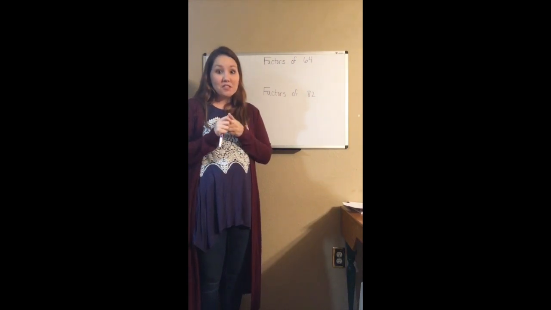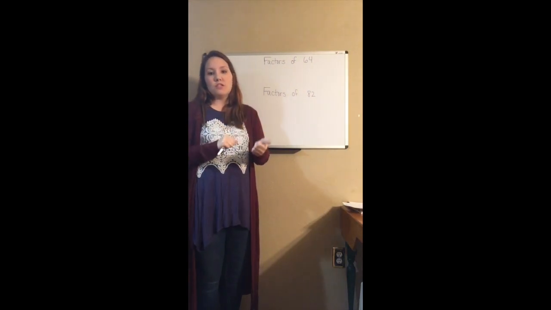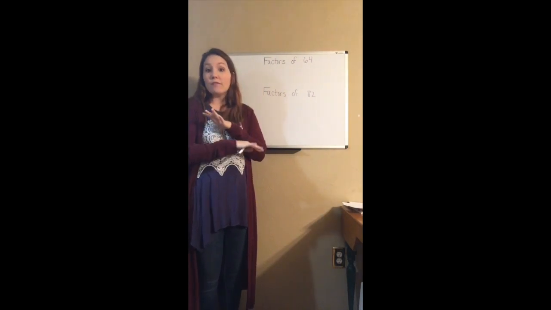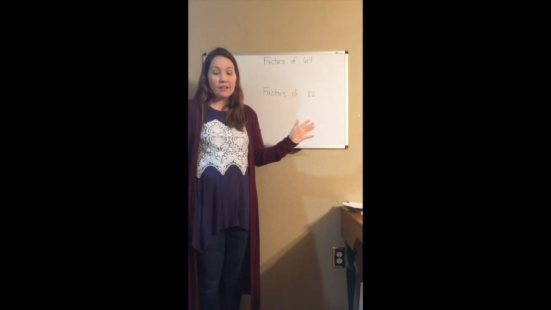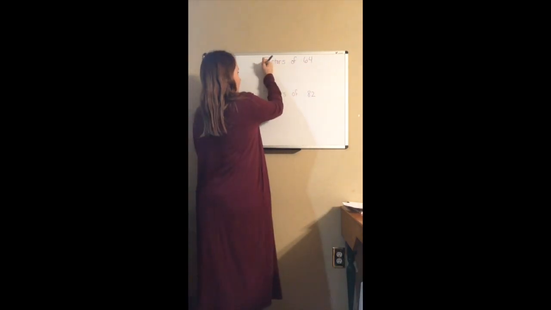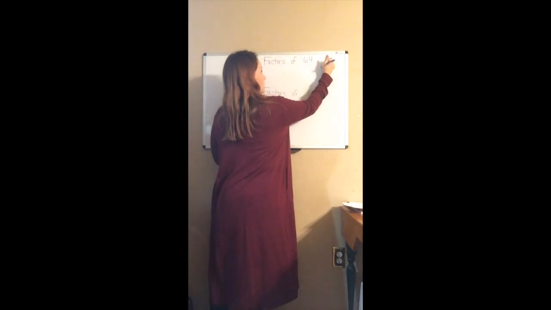Again, the easiest way to do it is to go 64 divided by 1, 64 divided by 2, 64 divided by 3, and just keep going until you get whole numbers. If you get a decimal, that's not a factor. We need whole numbers. So 64 divided by 1 will give me 64.